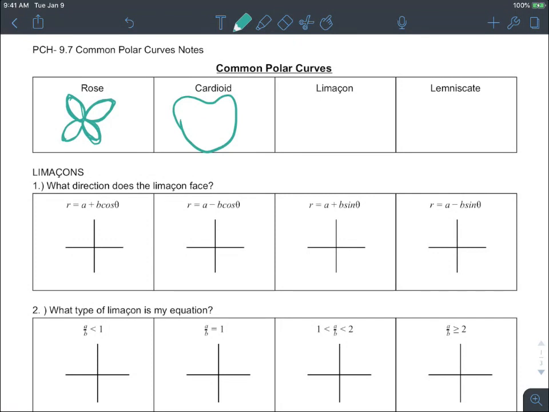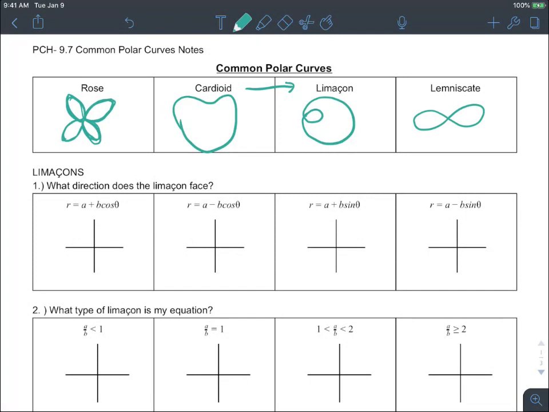A cardioid is a type of limaçon. Another type of limaçon is an inner loop, so something like this. And then we have a lemniscate, which kind of looks like an infinity sign. It's like a two-petaled rose. Okay, so we know some things about these polar curves by looking at their equations.